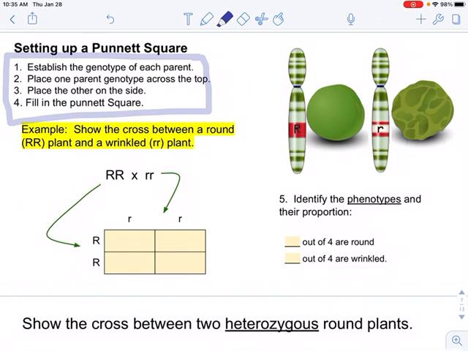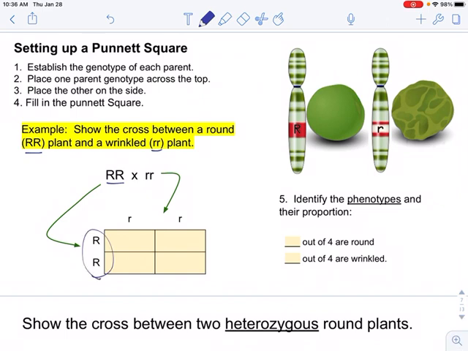So let's show a cross between an individual who is round, big R, and wrinkled, big R, little r. We place the first parent's genotypes along the side of the Punnett square. You can see that here. The second parent's genotypes go across the top of the Punnett square. You can see that here.